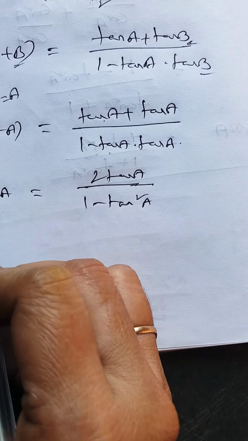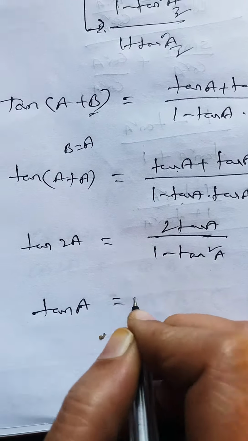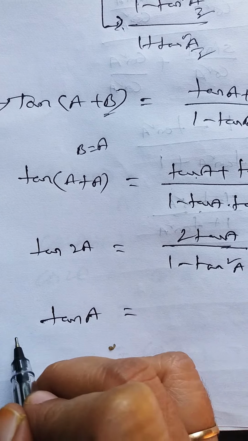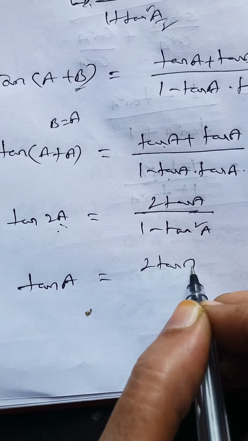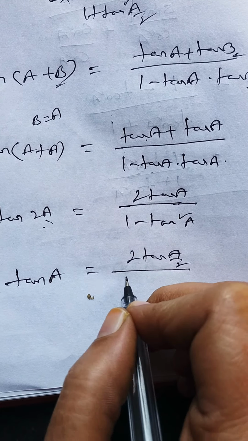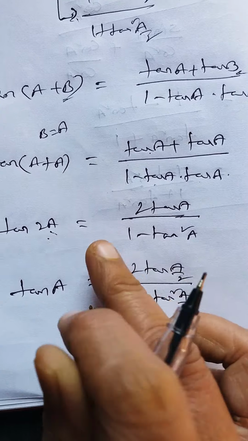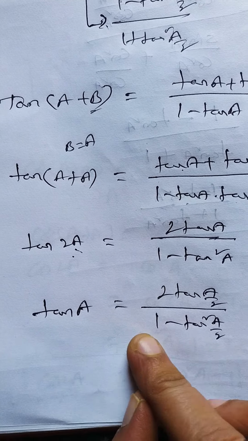So what is tan a? Now tan a is equal to the submultiple of 2a. Tan a is equal to, divide each and every angle by 2. We will get here 2 tan a by 2 by 1 minus tan square a by 2. So this is tan a value.